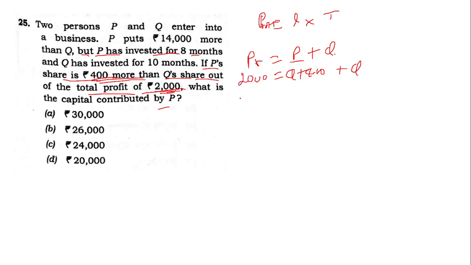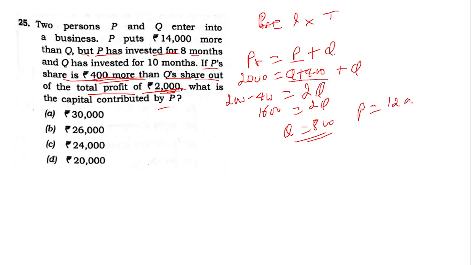So 400, I'll send it this side. It becomes 2000 minus 400 is equal to Q plus Q, 2Q. 2000 minus 400 is 1600 is equal to 2Q, or Q is equal to 1600 by 2, which is 800. If Q is 800, what is P? Plus 400. P is equal to 1200. This we got from the hint given in the last segment of the question.